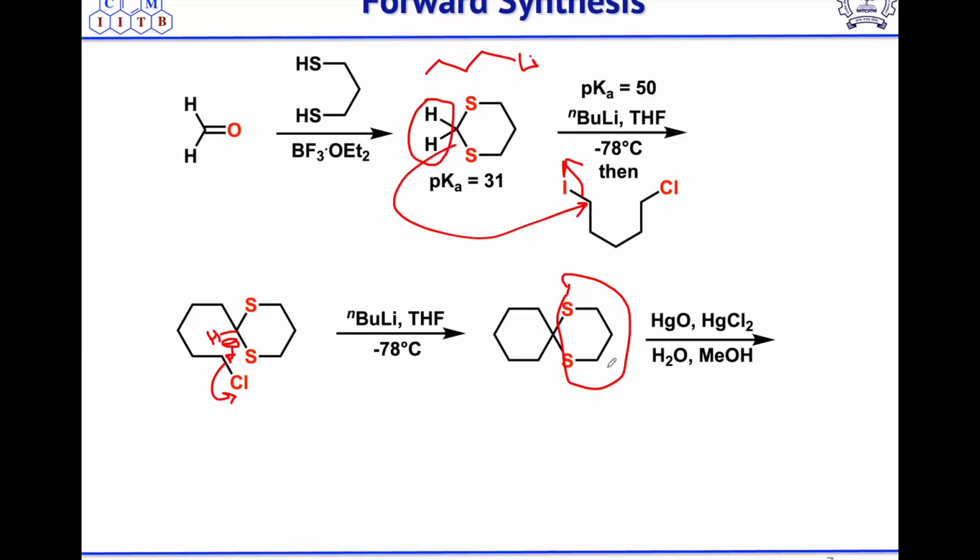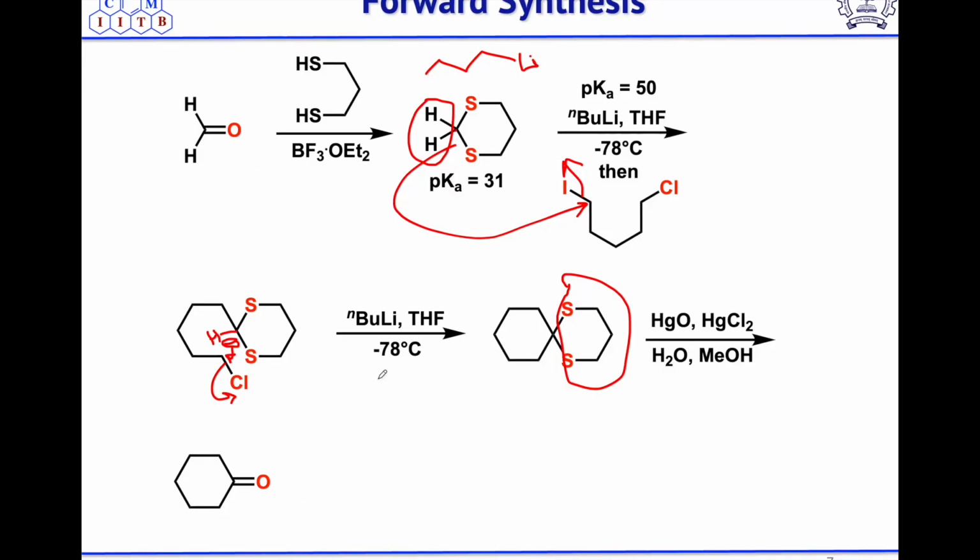For this deprotection, you can use any Hg2+ salt, and you can easily deprotect this 1,3-dithiane and you will get the corresponding carbonyl group. So this is our target. This was our target in the previous slide, and now you can see how we can easily synthesize this cyclohexanone, this six-membered cyclic ketone, from formaldehyde.